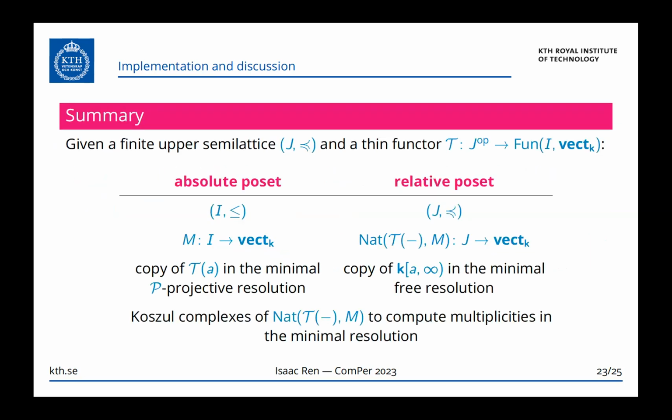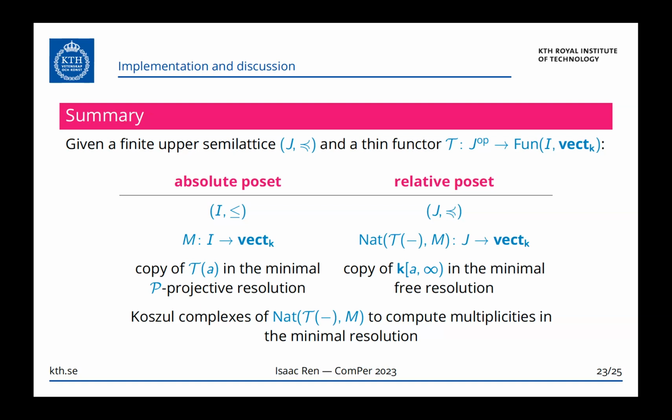As a summary, we have 2 posets. We have a poset I, where our functor lives, and then a relative poset where the simple functors live, essentially, or how they're parametrized. And then we have a correspondence between these two, between M and NatTM, copies of TA and copies of KA, where A is an element of J.